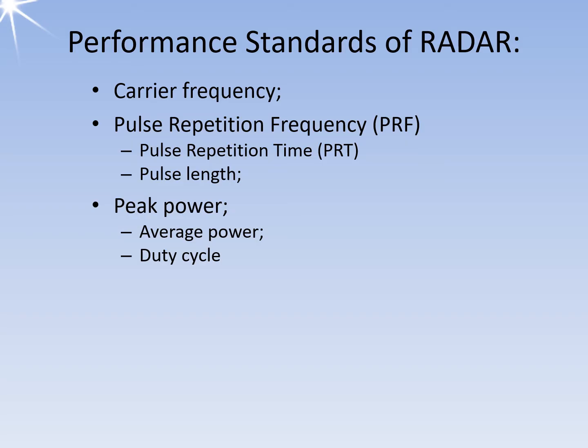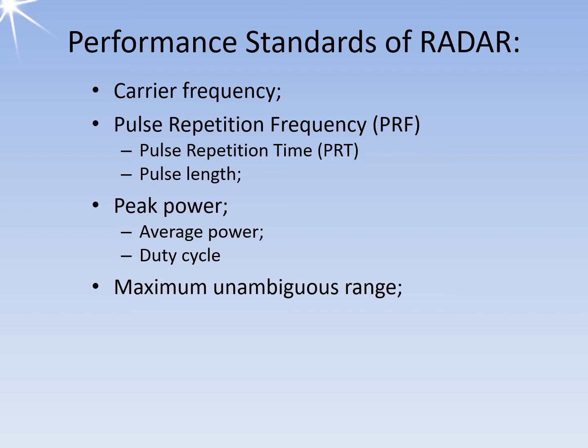Average power. Low average power enables the transmitter tubes and circuit components to be made smaller and more compact. Duty cycle. The peak power that can be achieved depends on the correlation between pulse power and average power, the pulse length and the pulse repetition time, or duty cycle.